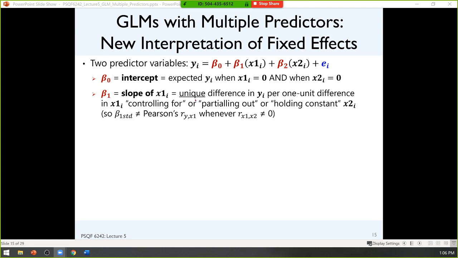So I would say that the slope of x1 is mathematically still the same. It is the change in y per unit change in x, but it is the unique change in y for a 1 unit change in x. And so you will see people use one of these phrases. There are probably more, but these are the ones that are most common: controlling for, or partialing out, or holding constant. All of those phrases, to me at least, mean the exact same thing.